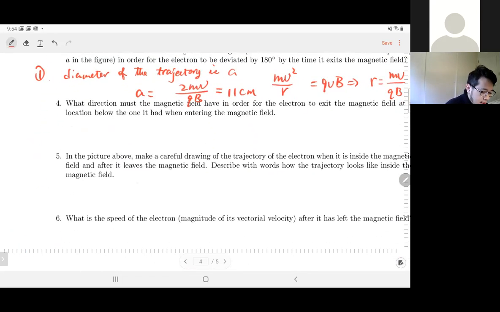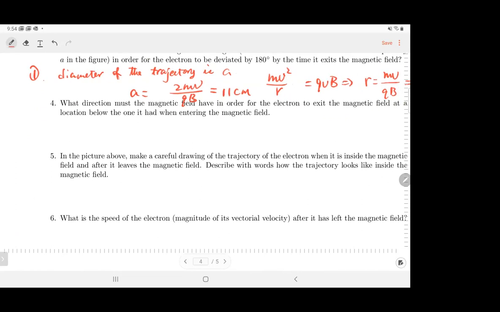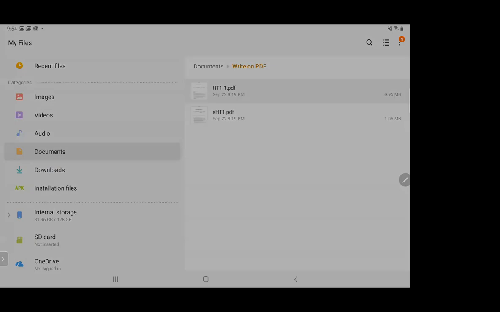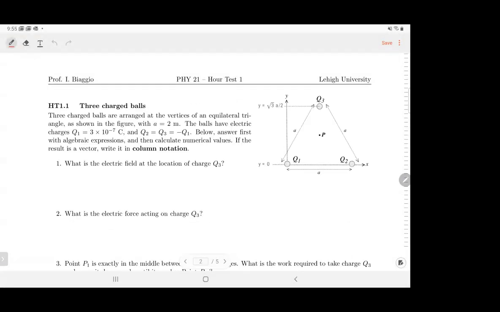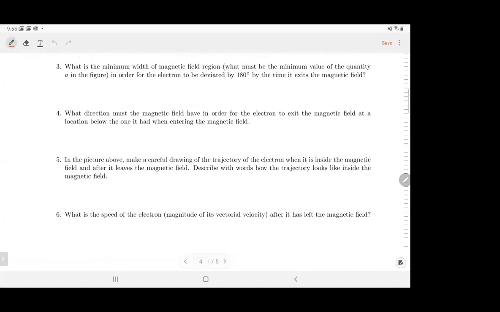So go back here, the magnetic field points into the page. Or you can see this is the Y direction, this is the X direction, then this is the Z direction. That would be the minus Z direction.